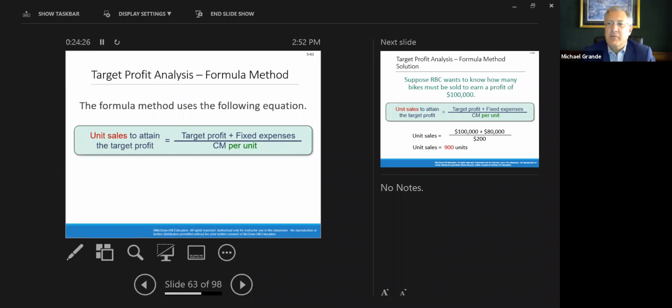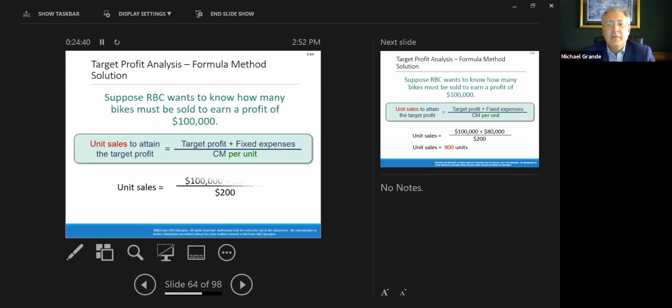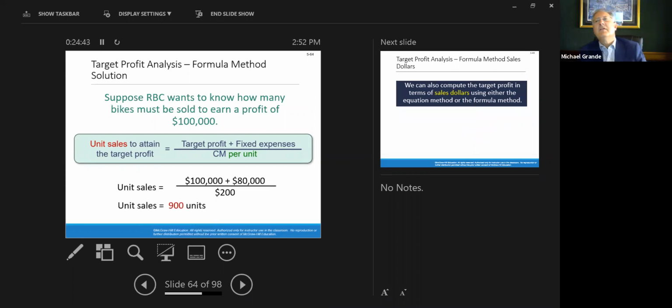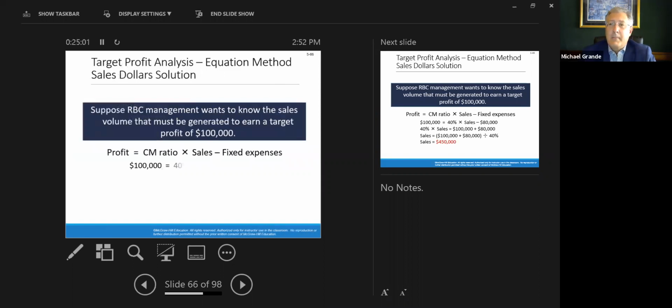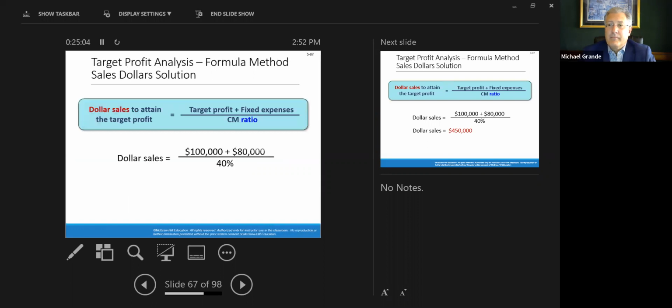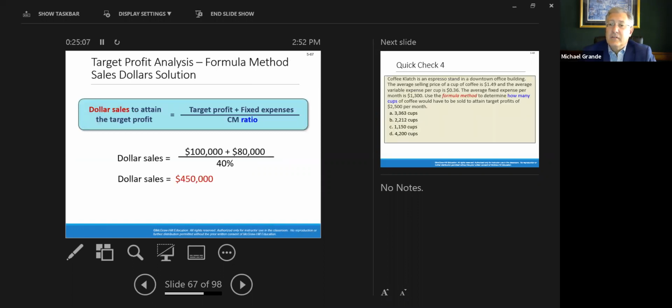Unit sales to attain the target profit equals target profit plus fixed expenses, divided by CM per unit. So on break-even point, the target profit is 0. That's all. It's a very similar formula. If you want to have $100,000 in profit, you add the $100,000, and they need to sell 900 bikes. You can also compute the target profit in terms of sales dollars using both methods. That gives me total dollars.